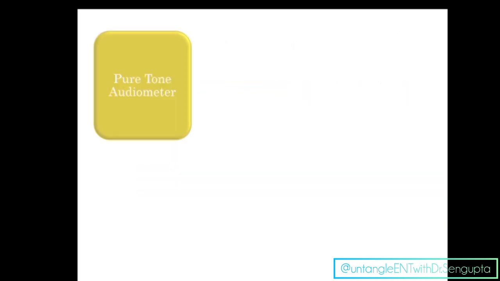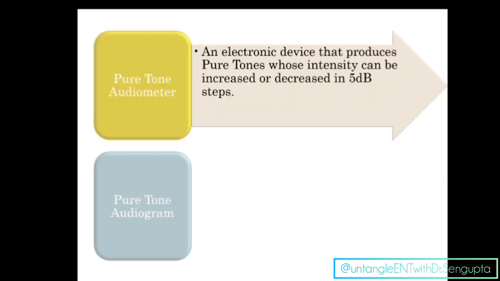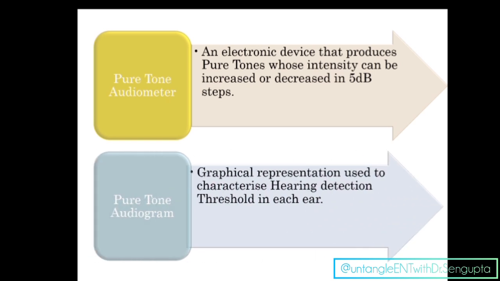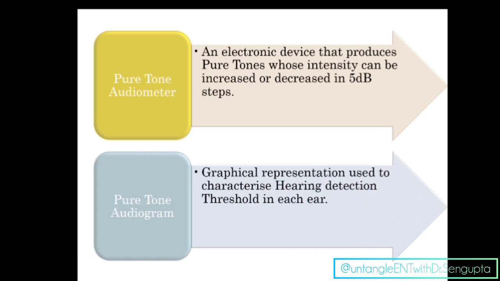Now let's see what is a pure tone audiometer. It is an electronic device which produces pure tones whose intensity can be increased or decreased in 5 decibel steps. And an audiogram is the graphical representation of the same, which is used to categorize the hearing detection threshold for each ear separately.